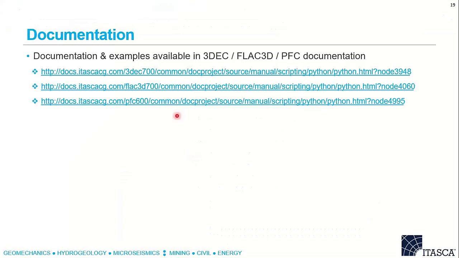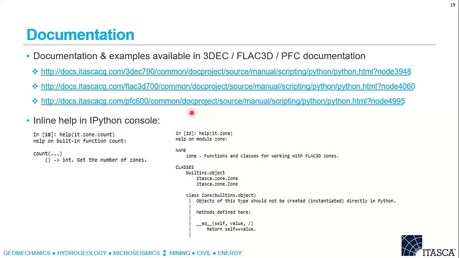The other option is to use the inline help available in the IPython console. As shown before, you can use the readily available help function and pass to it either a function, a module, or a class, and it will then output to the console a string of what the documentation actually is, describing what the functionality does.